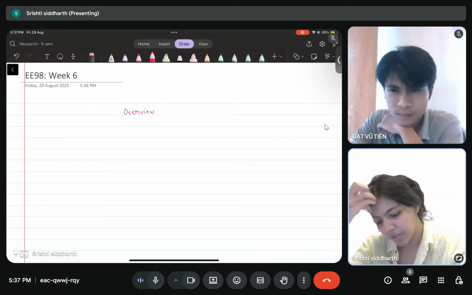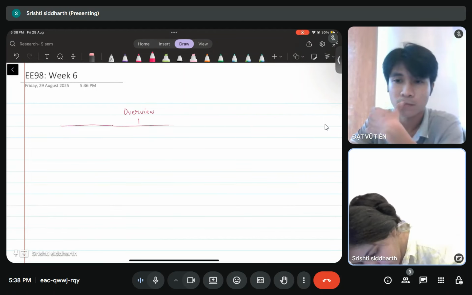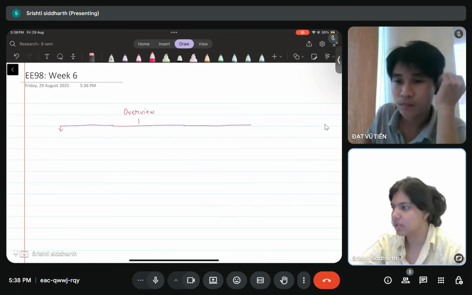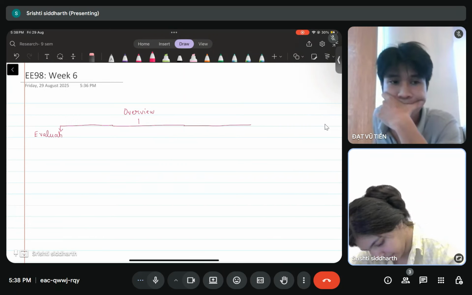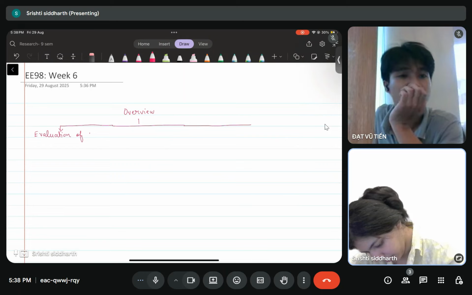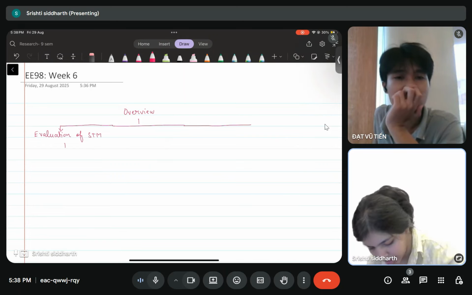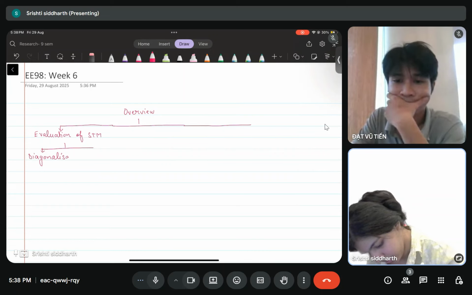Last time we studied state transition matrices. So first of all, we'll study two ways to compute a state transition matrix. First one is evaluation of STM. There are two ways to do so. One is by diagonalization, and the other one is through the Cayley-Hamilton theorem.